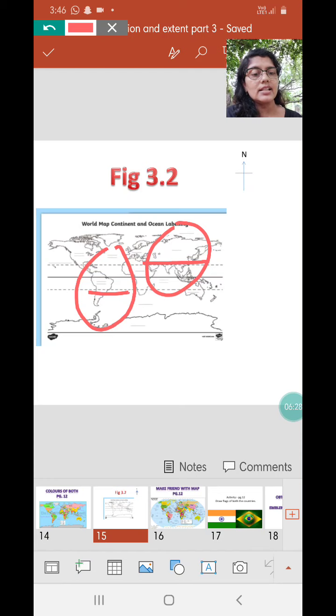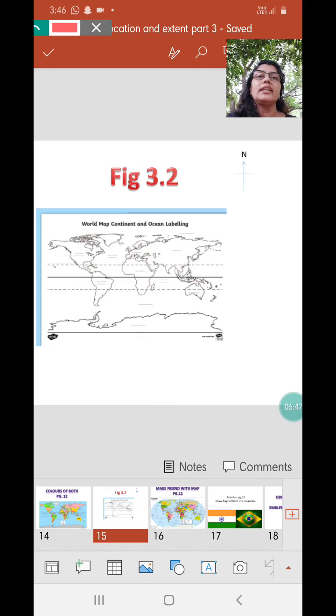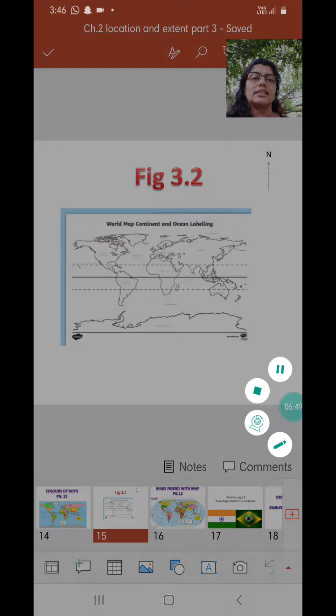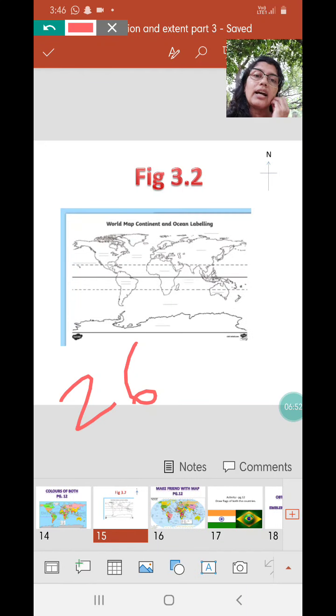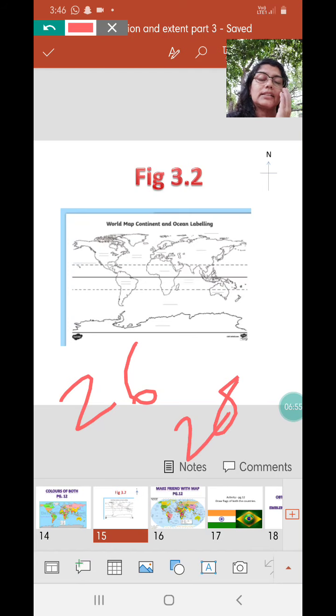The next question is: how many states does each of the two countries have? For this, you'll have to go back to the previous page, page 11. Count the number of states here, for example Amazonas, Roraima, Amapá, Pará. Count how many states are there, and you will find that Brazil has 26 states, while India has 28 states. You can count as well from the political map of India. India had 7 union territories. Now one more, Ladakh, has been added.